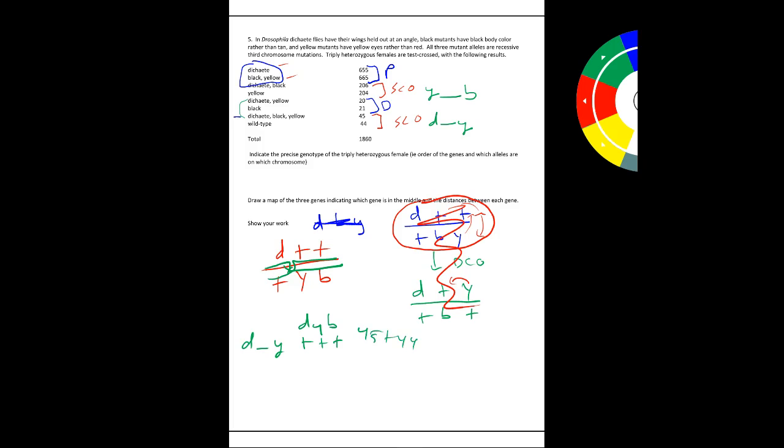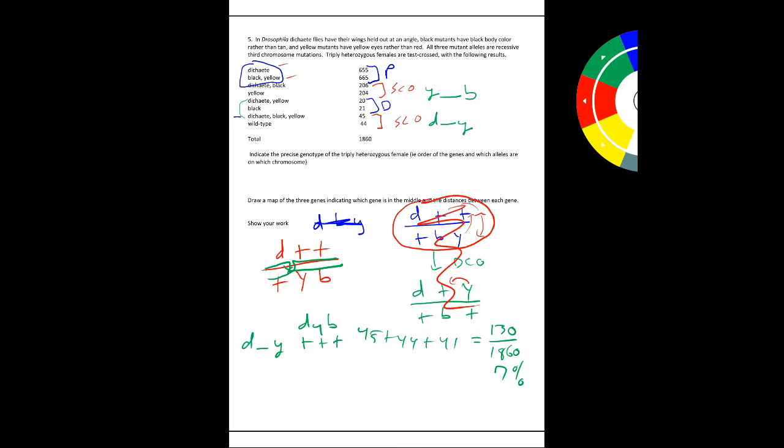45 plus 44, add in our double crossovers, equals something. I'm going to try my new calculator. Just got a new calculator from the dollar store for $2. So, hard to beat that. 130 over 1860. 6.98. We're going to give it a 7. 7%.